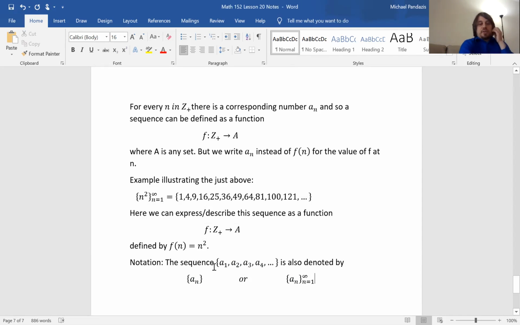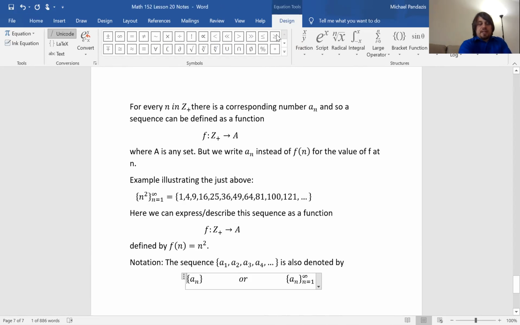Okay, so I use the right notation just because I was just defining for you a sequence, and so I want to make clear what's going on. We're enumerating them from 1 to infinity, right? But this notation is a suggestive notation.